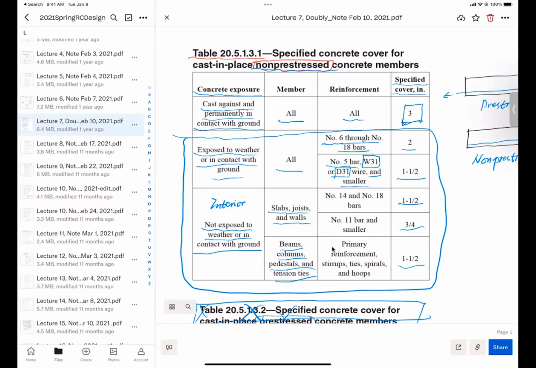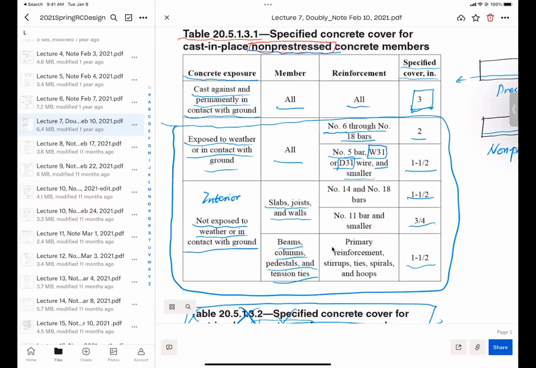So in this table, non-prestressed member is what we're dealing with in this class. If you got intrigued, sign up for a prestressed class next semester with Dr. Meyer. He's an expert in prestressed concrete. So this table is strictly for non-prestressed for our purpose. All right, now you have the table, right? Let's take a look at the table.